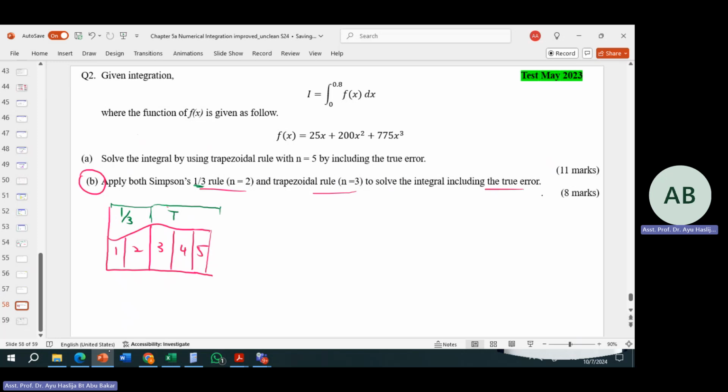This is unequal segment. So 1/3 plus trapezoid. Later on, the total integration will be the integration of 1/3 plus the integration of the trapezoid.